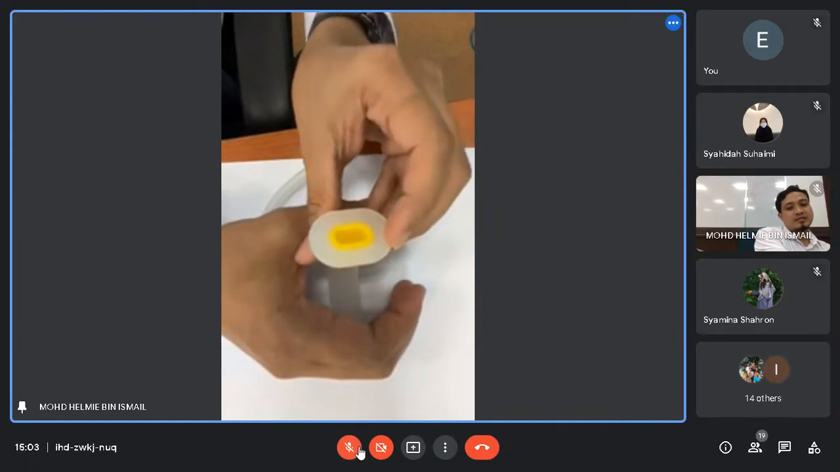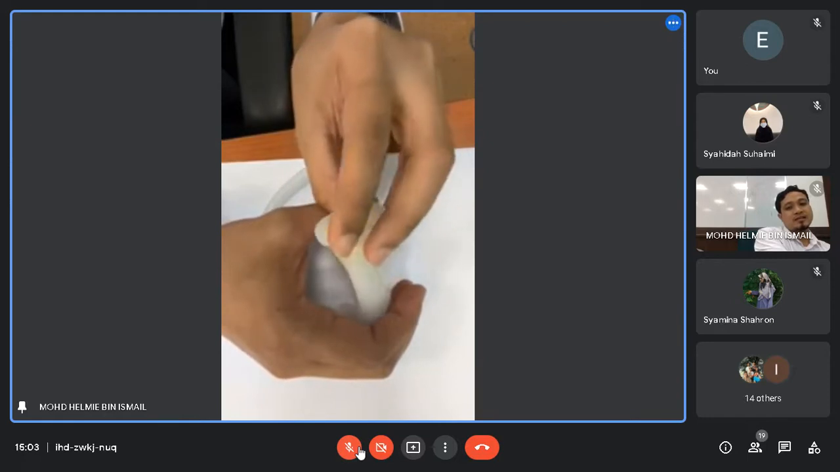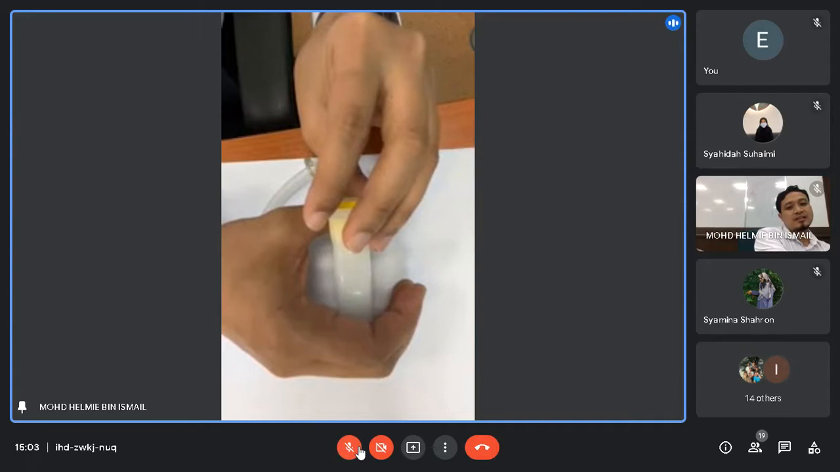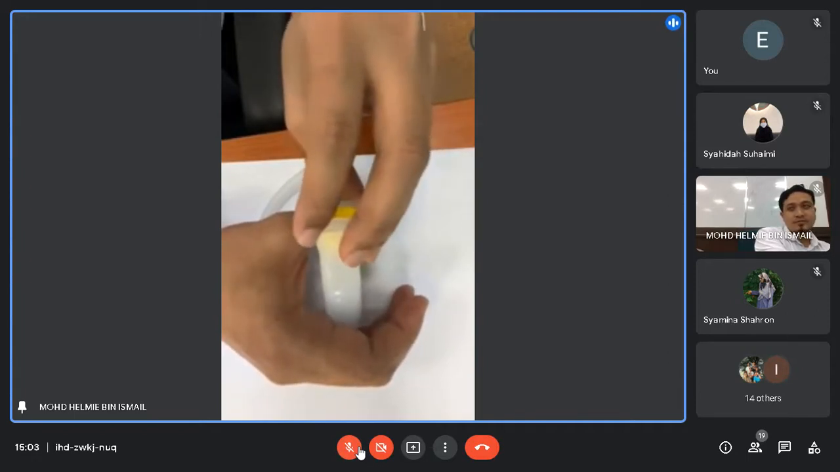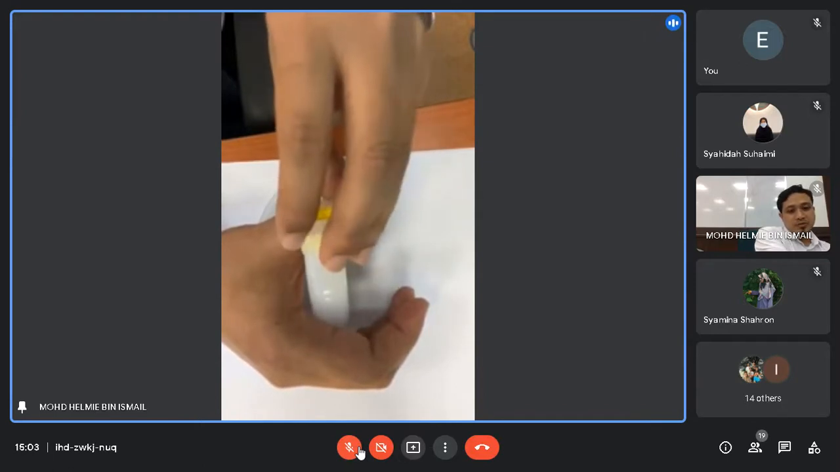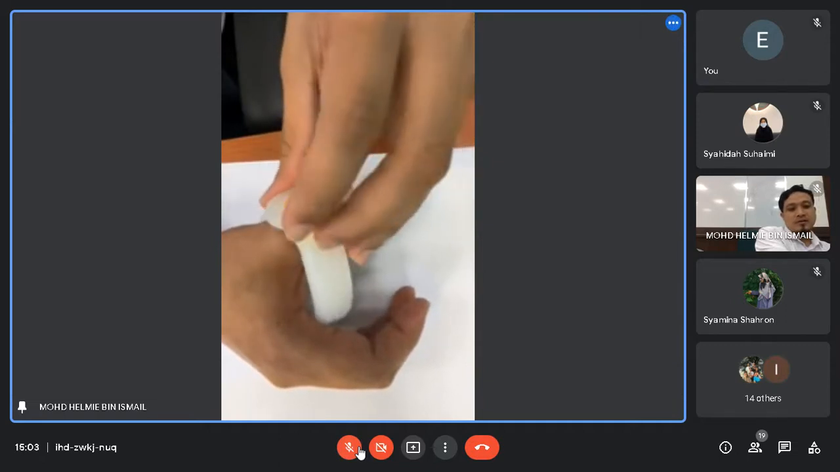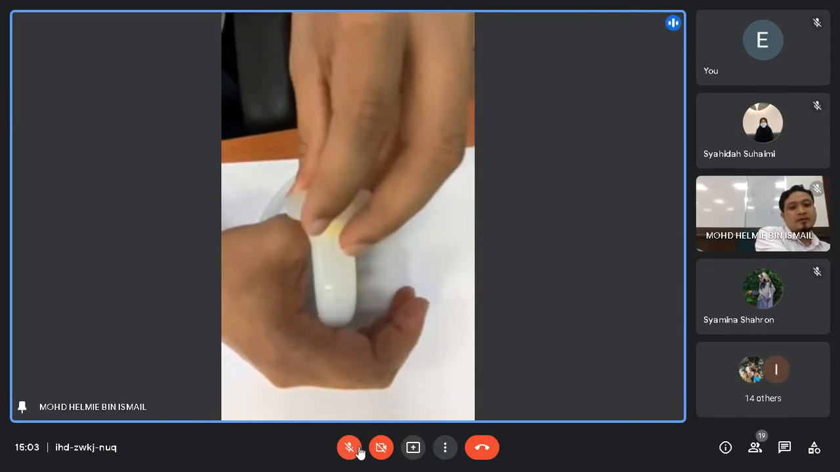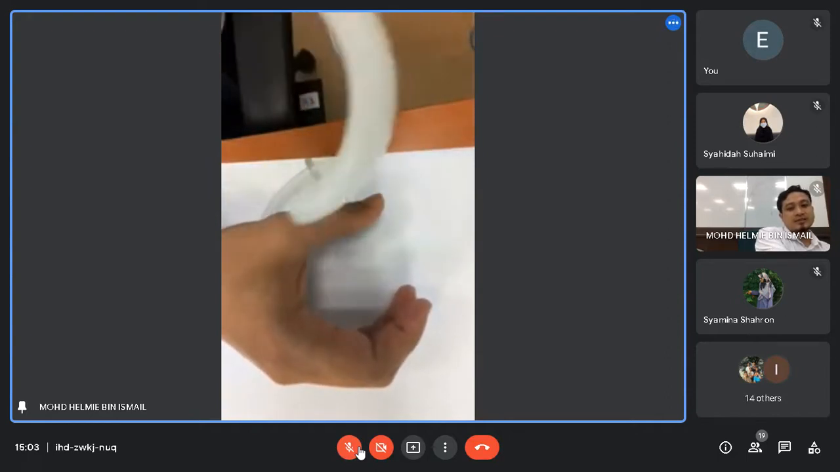Once you reach the hard palate, you rotate about 180 degrees. And then you insert a bit more, and this one will land on the back of the tongue. Alright, so this is the first technique.